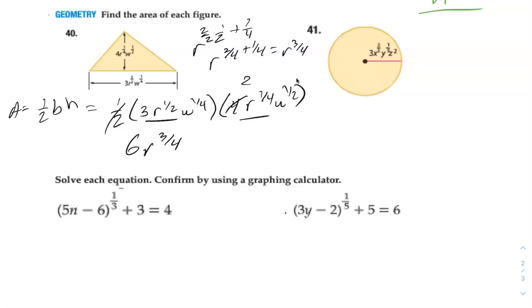w to the 1/2, w to the 1/4, same problem. w to the 1/3. Done. How about the area of a circle? Area of a circle is pi r squared.